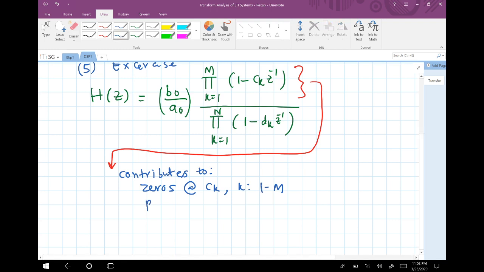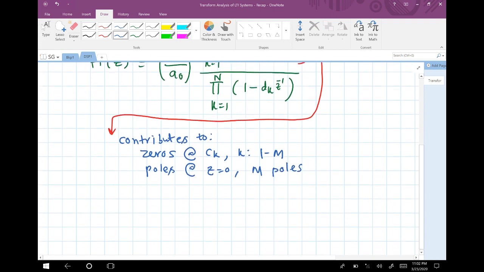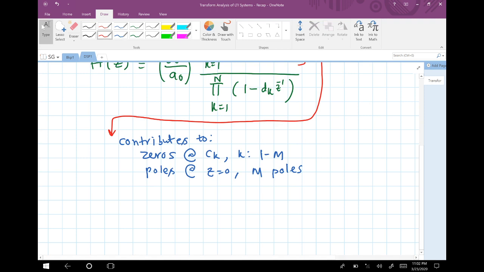Similarly, it has poles. Poles are contributed by the denominator z that is coming. How many poles do we have here? So poles are there at z equal to 0, and there are m terms, so essentially you have here m poles, correct?